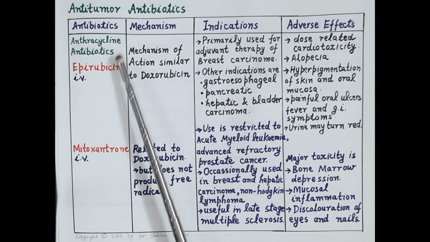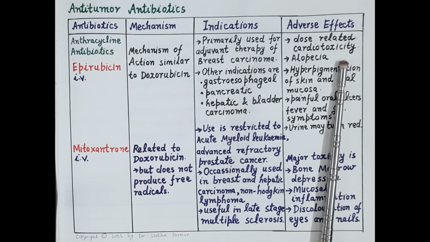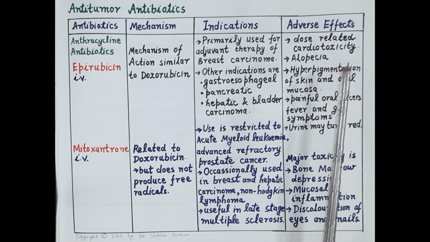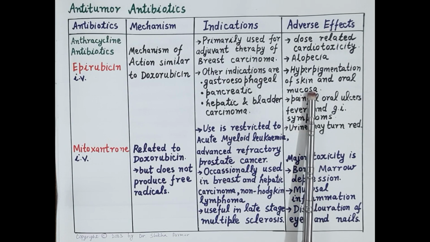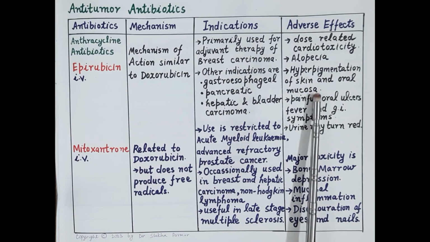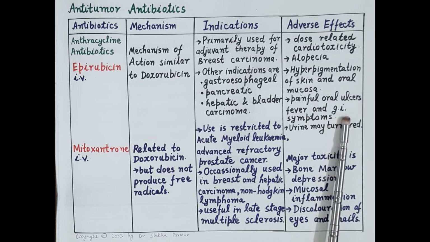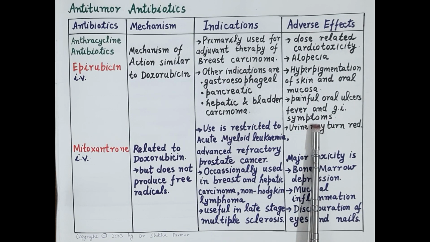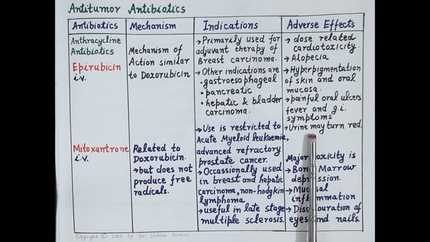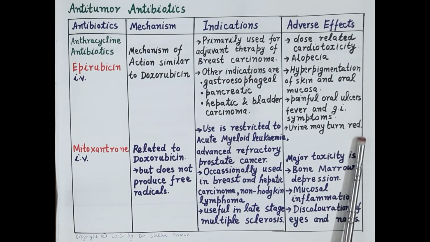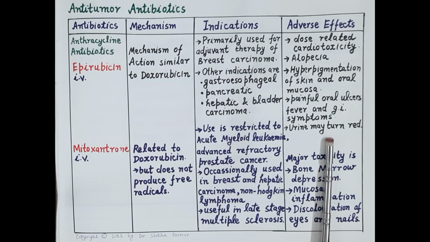Now, as it is an anthracycline antibiotic, it also produces dose-related cardiotoxicity, and other adverse effects are alopecia, then hyperpigmentation of skin and oral mucosa. It can also cause painful oral ulcers, fever, and gastrointestinal symptoms. In addition to this, there can be urine discoloration, and the color of urine may change to red. So, this is the pharmacology of epirubicin.